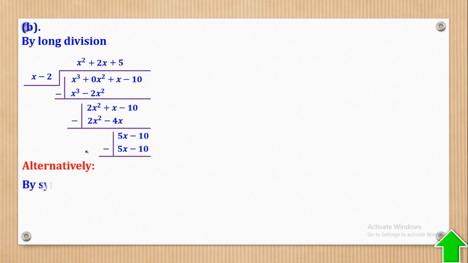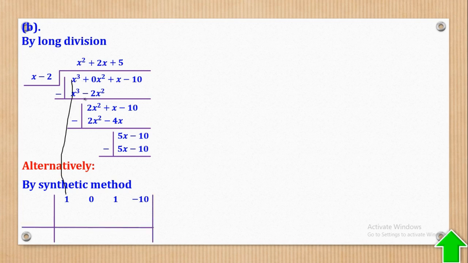Alternatively, you can use the synthetic method. Synthetic means that you write the coefficients in descending order. So the coefficient here is 1, here is 0, here is 1, here is negative 10. Then here the root is x equal to 2. So the first step is to bring this one down to become 1. Then 1 times this gives you 2, which you put here. Then add these two to come up with 2.